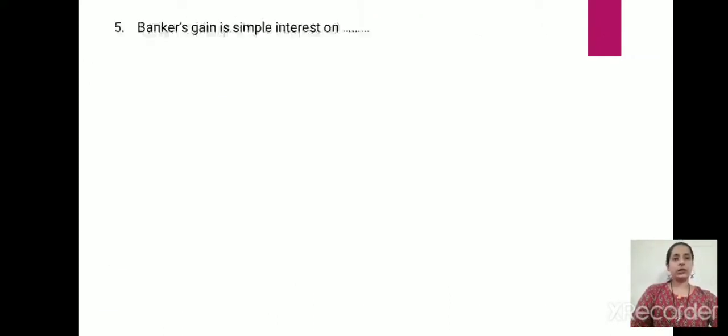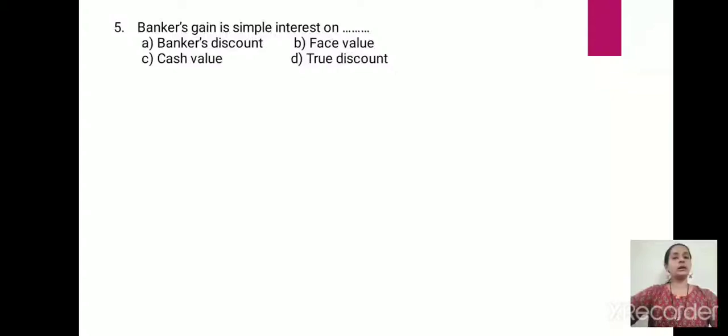Now the next objective. Banker's gain is a simple interest on. Now we have discussed the simple interest. Banker's gain is a simple interest on. Options are banker's discount. Is it true? No. Face value? No. Cash value? No. It is true discount. You use the formula: banker's gain is equal to true discount into N into R upon 100. So it is a simple interest on true discount.